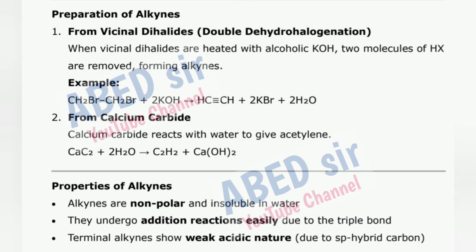Preparation of alkynes. 1. From vicinal dihalides, double dehydrohalogenation. When vicinal dihalides are heated with alcoholic KOH, two molecules of HX are removed, forming alkynes. Example: CH2BrCH2Br + 2KOH → HC≡CH + 2KBr + 2H2O. 2. From calcium carbide. Calcium carbide reacts with water to give acetylene. CaC2 + 2H2O → C2H2 + Ca(OH)2.